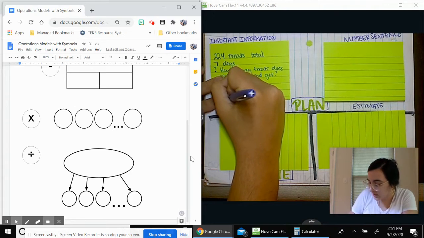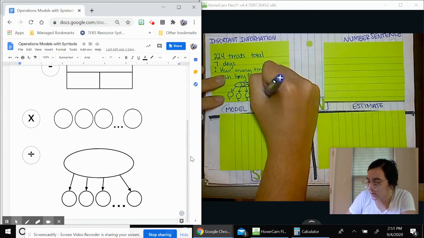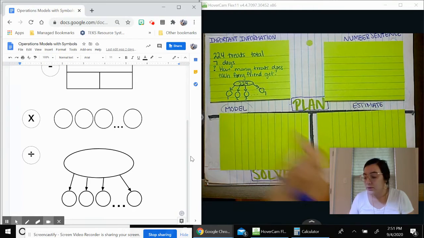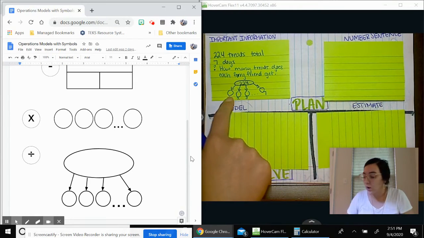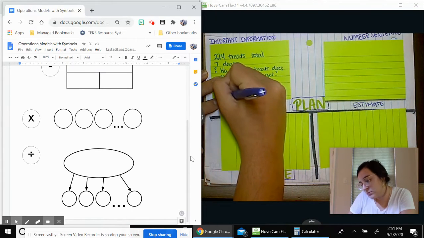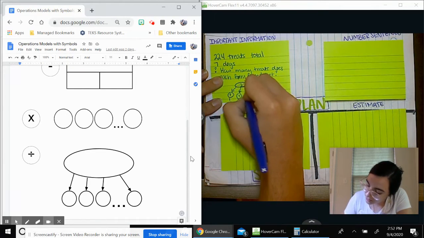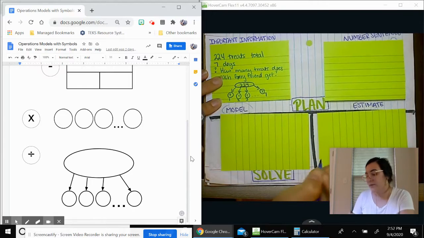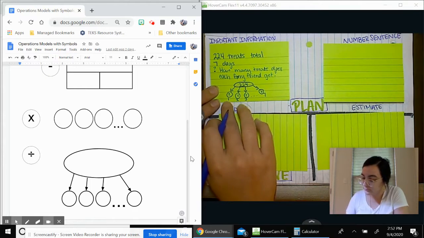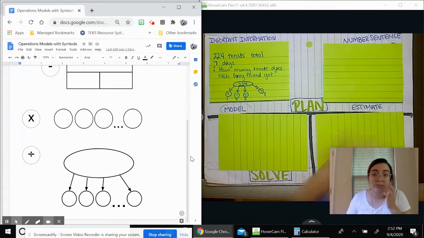So how many dogs do I have? I have 1, 2, 3, and I don't want to draw all 7 circles, so I'm just going to write 7 here at the end. And what we're trying to find out is how much each dog got. So I don't know the number inside the circle, so I'm just going to write T for treats, because I'm looking for T, how many treats each dog gets. Okay, so now I have my important information, my model. I'm going to move on to writing my number sentence now.